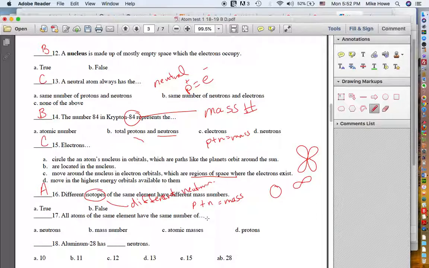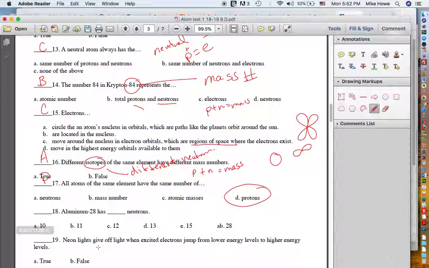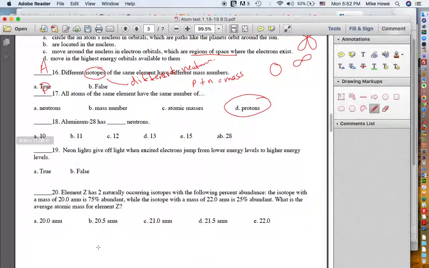Now, do all atoms of the same element have the same number of, what do they have? What identifies? Was it the neutrons that identified, the protons and neutrons together that identified? Atomic mass is the same as this. It's protons that identify what the element is. So that answer has to be protons. Okay, so if I said, how do you know what subatomic particle determines the identity? It's protons. Remember I told you that they never change. They never change for a particular element. The only way a proton number can change is through a nuclear reaction.